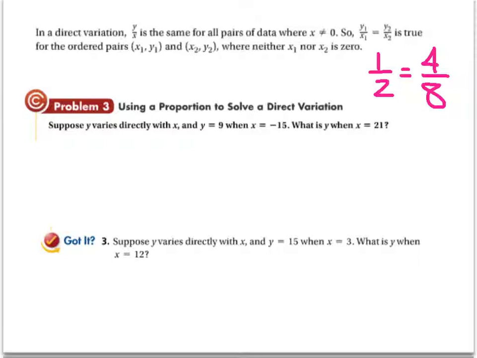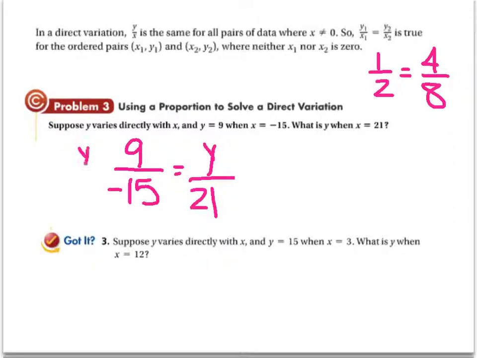Suppose y varies directly with x. Y is 9 when x is negative 15. What is y when x is 21? So you just set this up as y1 over x1 and y2 over x2.